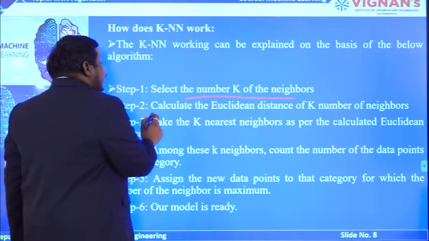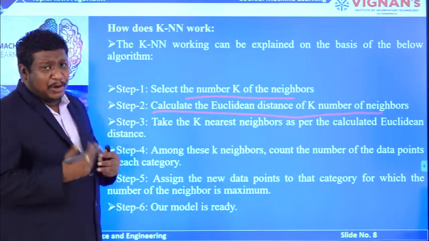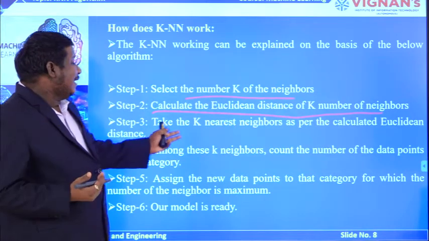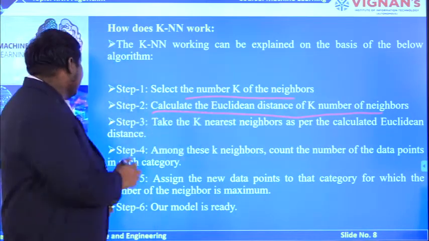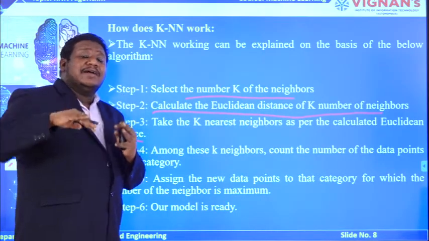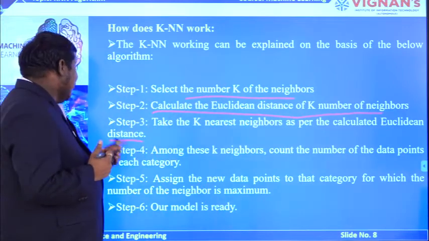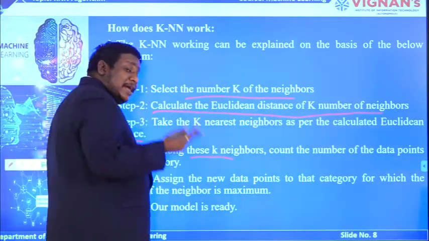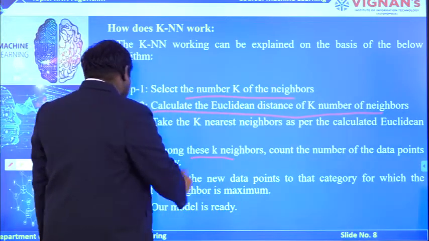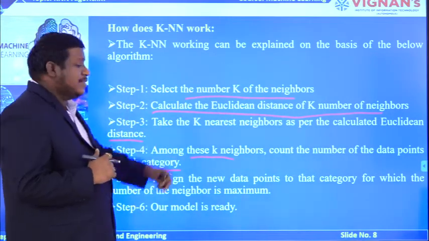Second, calculate the Euclidean distance of the k number of neighbors. Whatever the number of neighbors in your problem, you calculate the Euclidean distance between them. Then take the k nearest neighbors as per the calculated Euclidean distance. So based on this Euclidean distance, you find the neighbors. Then among these k neighbors, count the number of data points in each category.